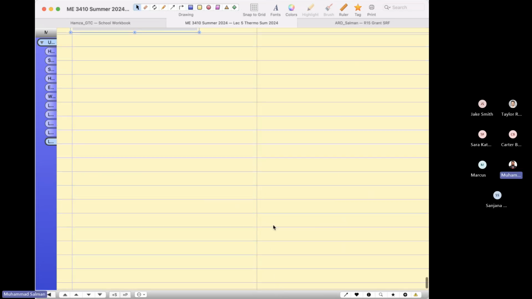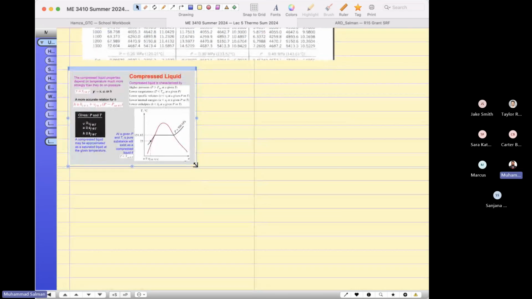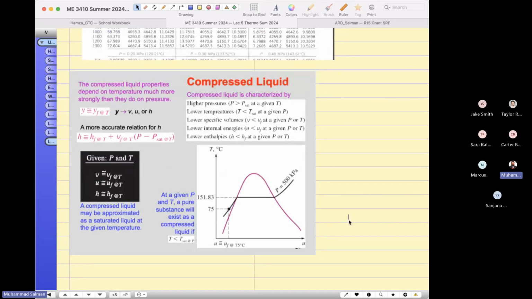Okay, now this is telling us how do you identify any state point inside the compressed liquid region? Let me explain. For any property, you will read the properties at the liquid line. This is considered the same property: u is approximately equal to u sub f.